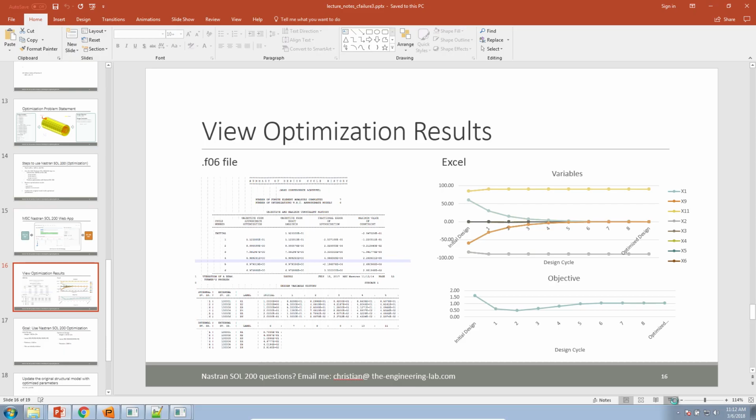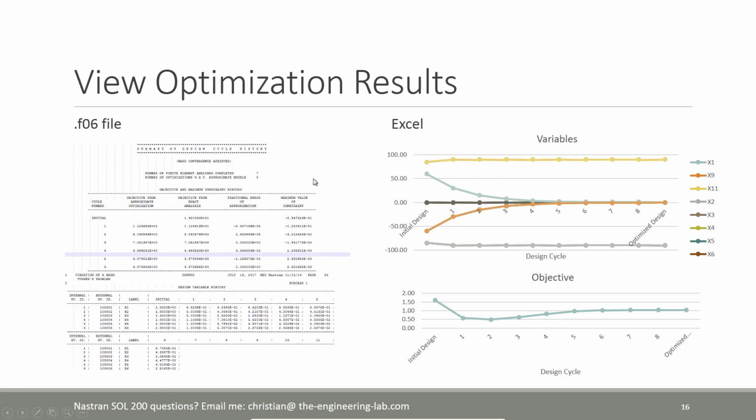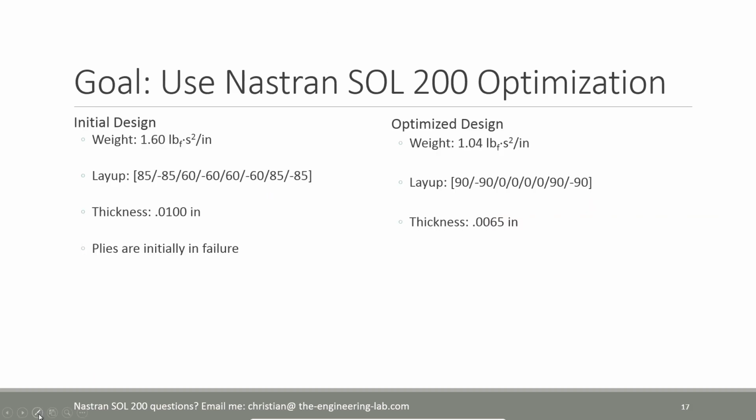So far, I've discussed reading the status message and reviewing the results. You saw that there was actually an error in the first design attempt, and then I went back and corrected that error. At the end, this is what we obtained. We obtained a new design that is not 1.6 units of weight, but is now 1.04 units of weight. The new layup, instead of being composed of 85 and 60 degree plies, is now composed of 90 and 0 degree plies. The thickness went from 0.01 to 0.0065.